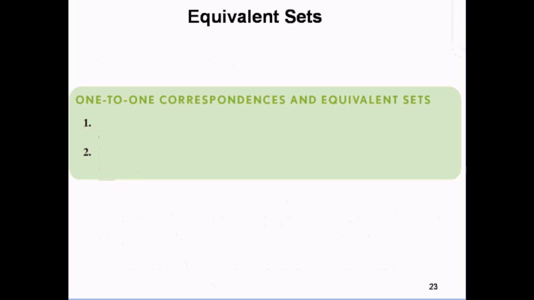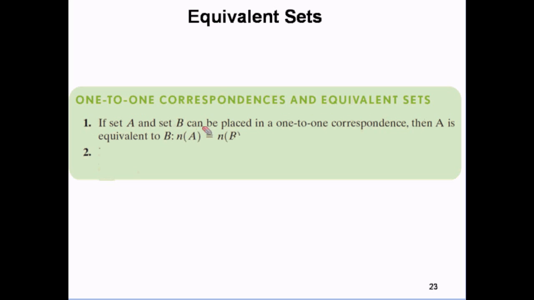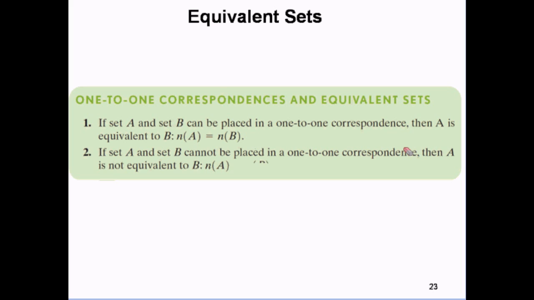It's known as one-to-one correspondence. So if set A and set B can be placed in a one-to-one correspondence, then A is equivalent to B. That means every one element in A connects to one element in B. If set A and set B cannot be placed in a one-to-one correspondence, then they're not equivalent, and so we use a not equal to sign.